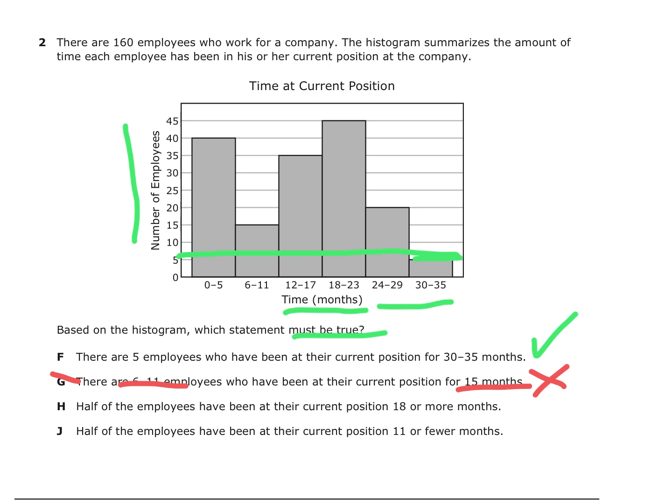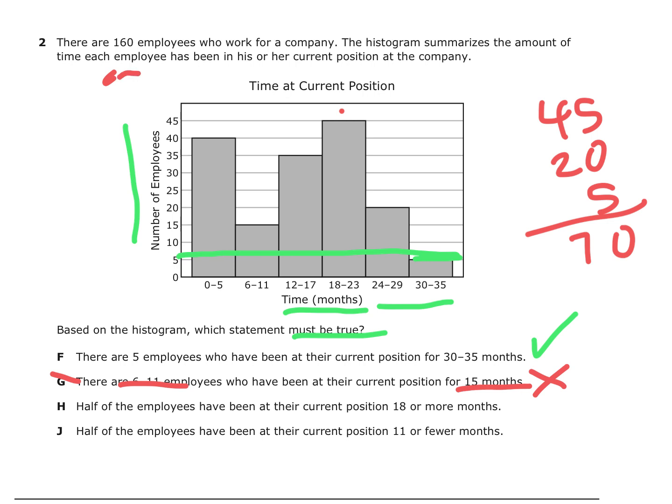For letter H, half of the employees have been at the current position 18 or more months. Well, for 18 or more months, you would have 45 here, and 24 to 29, you would have 20, and 30 to 35, you would have 5. And if we add those, that would be 70. And 70 is not half of 160. Remember, there were 160 employees. So that is not a true statement, so we have to rule that out.